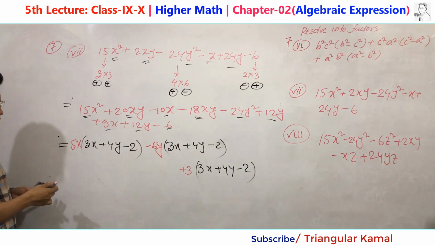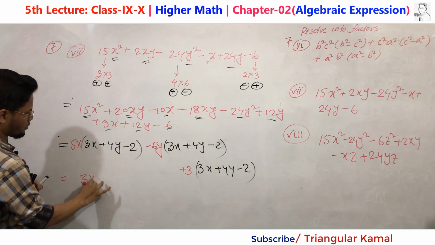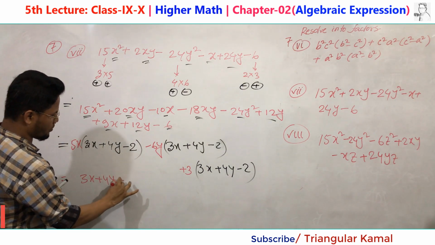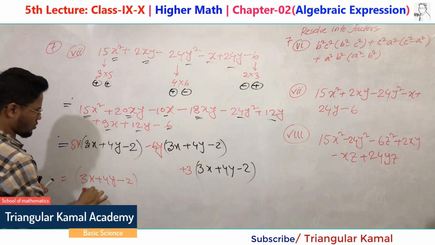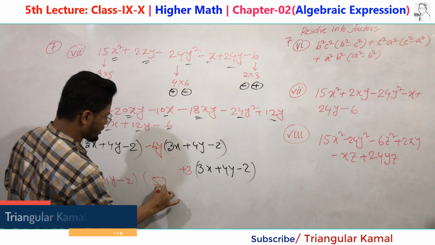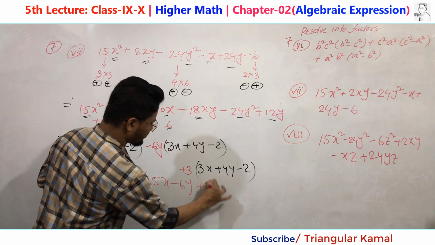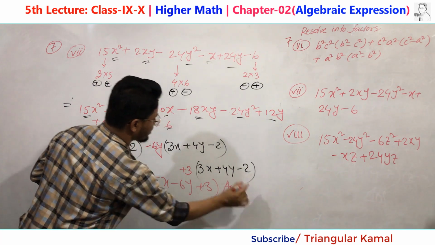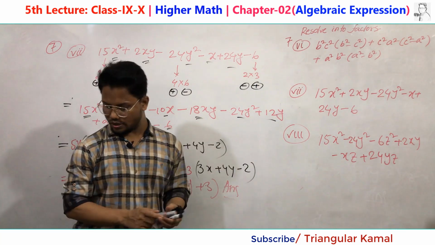So now find out the common factors: 3 times x plus 4 times y minus 2. And which one is remaining? 5 times x minus 6 times y plus 3. So basically these are the factors of number 7. And similarly we can do number 8.